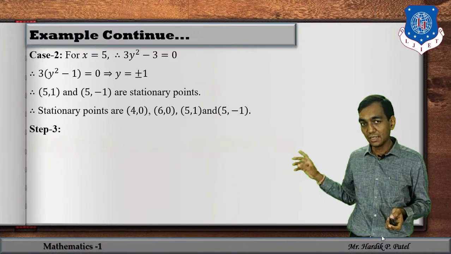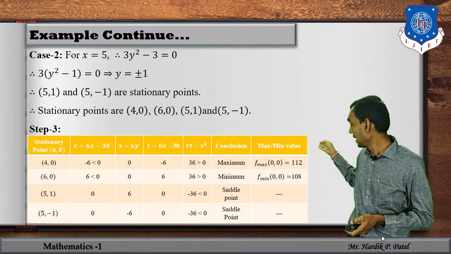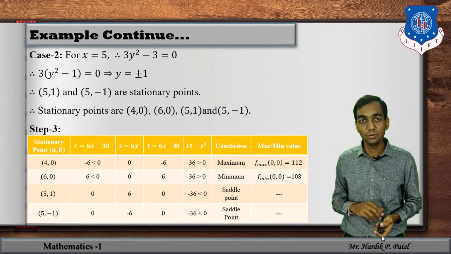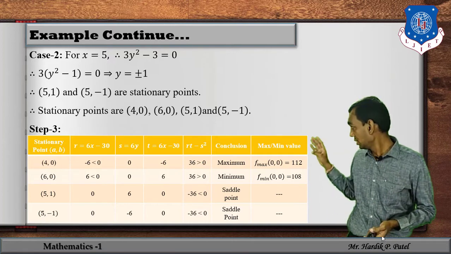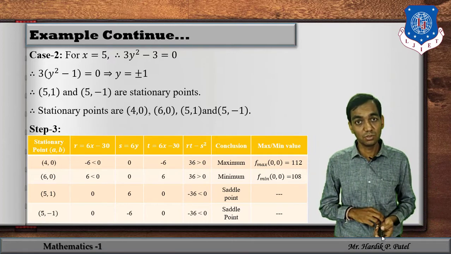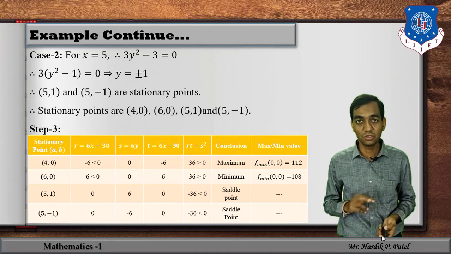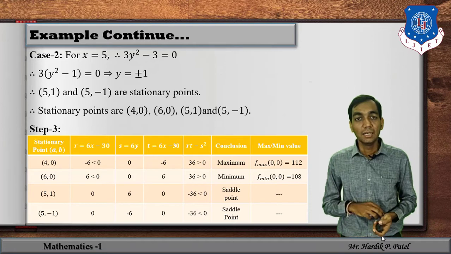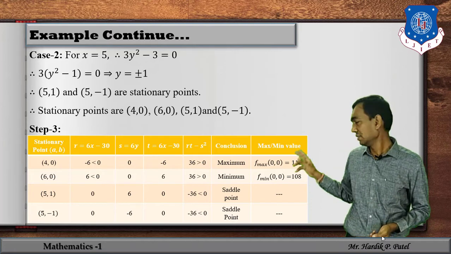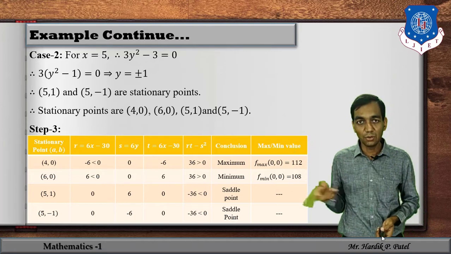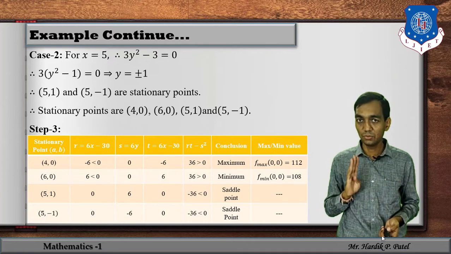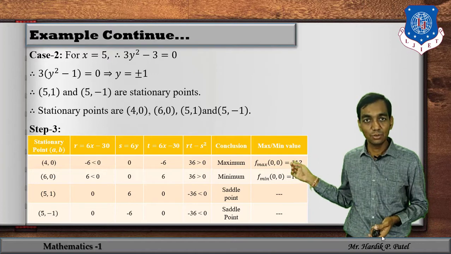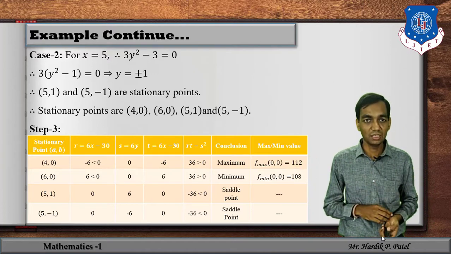In the same manner, the second condition we are going to put is for x is equal to 5. So, that will give you 3y square minus 3 is equal to 0. So, that is nothing but 3 into y square minus 1 is equal to 0. So, that will give y is equal to plus or minus 1. So, you have two stationary points for x is equal to 5. That is nothing but (5, 1) and (5, -1). So, totally we have 4 points. First one is (4, 0), then (6, 0), then (5, 1) and then (5, -1).